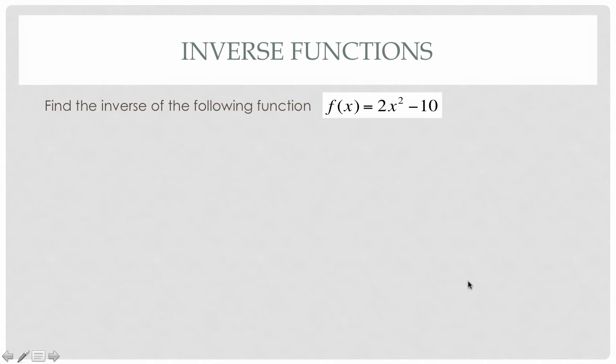If you want to find a function that's the inverse, then here's what we do. We're going to find the inverse of this function. This function f of x says take whatever x is, we're going to square it, multiply by 2, and subtract 10, and we'll get a value back.